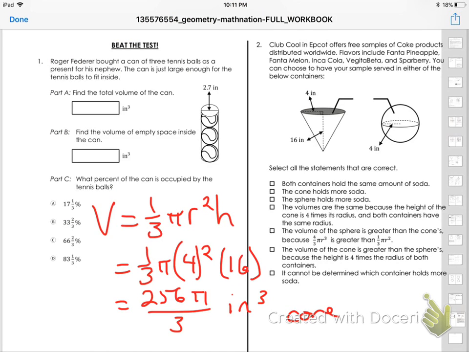So let's look at our statements. Both containers hold the same amount of soda. Check. The cone holds more soda? No. The sphere holds more soda? No. The volumes are the same because the height of the cone is 4 times the radius, and both containers have the same radius. Yes. The volume is greater? No. The volume of the cone is greater? No. It cannot be determined? No. All right. So hopefully that makes sense. Please feel free to send questions if it doesn't.